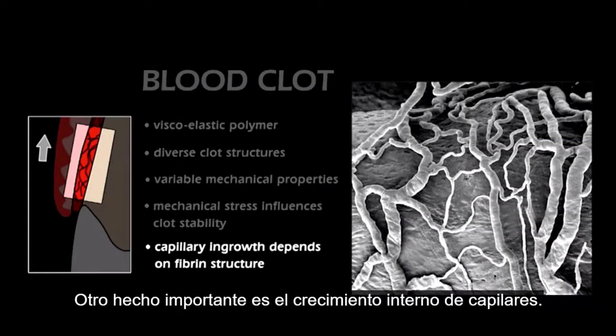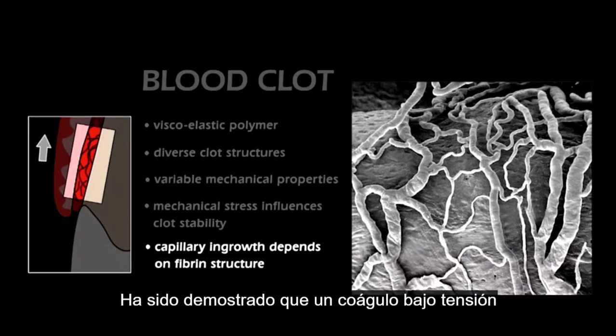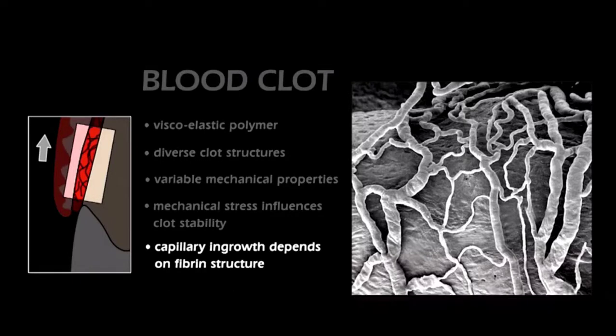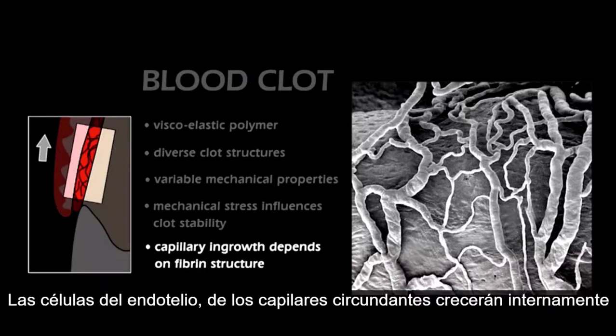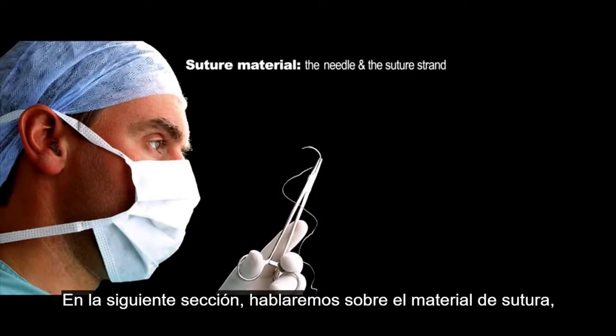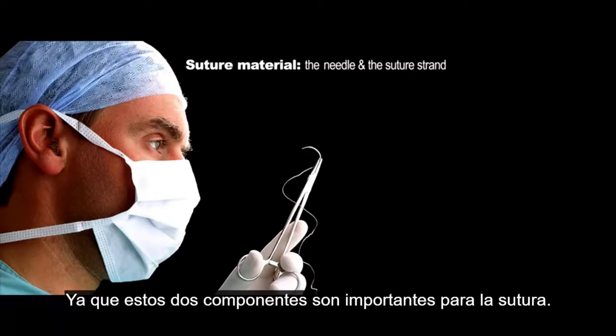Another important fact is the ingrowth of capillaries. It has been shown that the clot under tension is revascularized more slowly than a clot without tension. Cells from the endothelium, from the surrounding capillaries, will ingrow, but if the clot is under tension, lumen formation does not take place. In the next section, we will talk about suture material, that means the needle and the suture strand. So these two components are important for the suture.